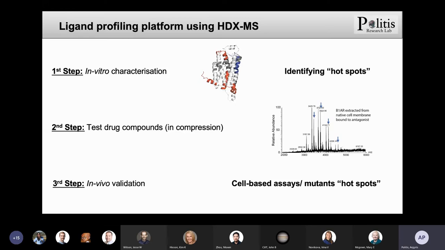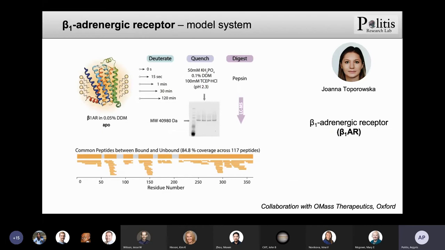We use the beta-1 adrenergic receptor as a model system, in collaboration with Omass Therapeutics, a spin-off company from Oxford. It has been quite a challenging system because it's very unstable and quite difficult to work with. We have a limited time window to work with them. They aggregate and are very heterogeneous, so it's quite a difficult experiment to carry out and get good coverage.